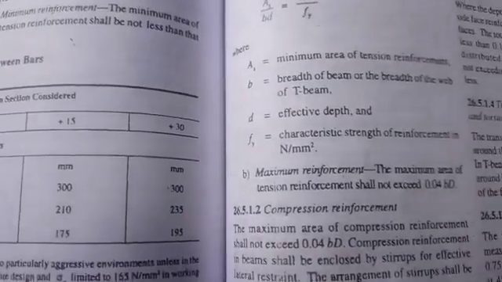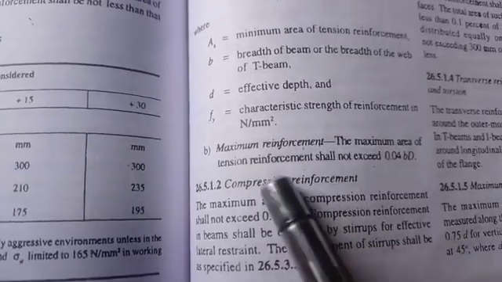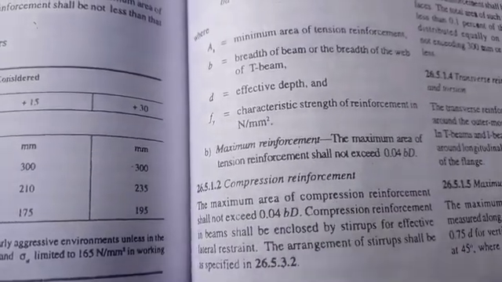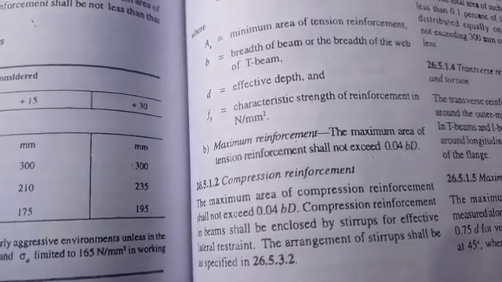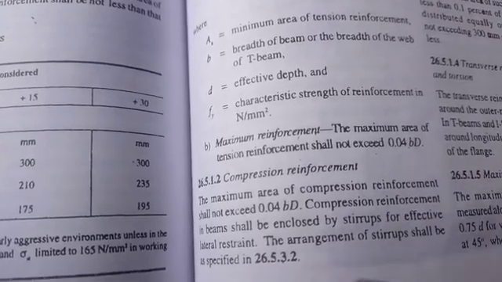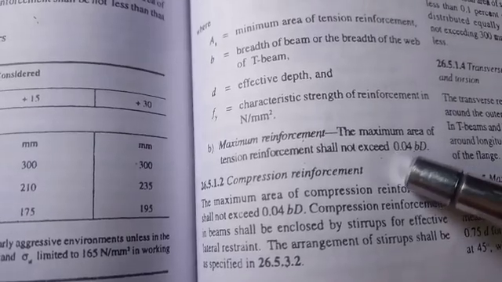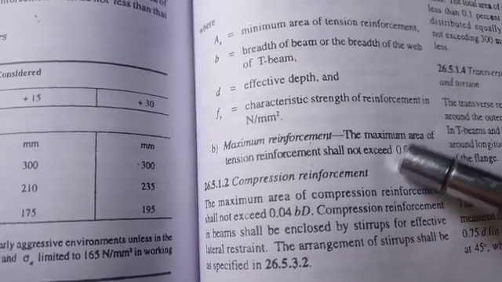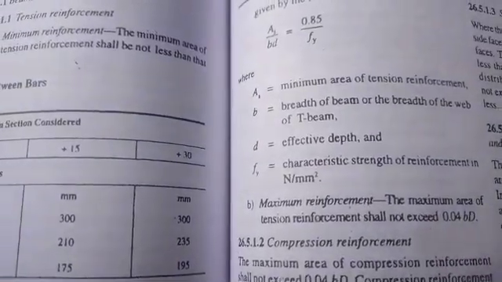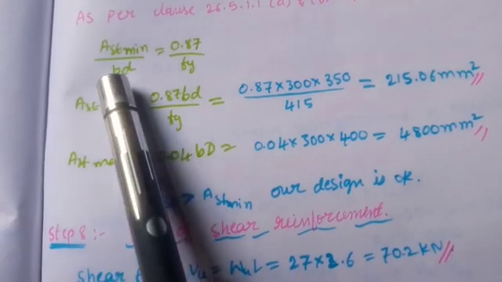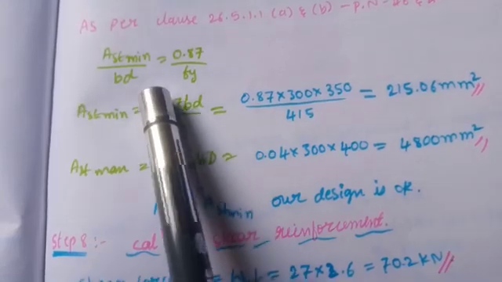So there is one more rule. For maximum reinforcement, the maximum area of tension reinforcement shall not exceed 0.04 B into D. So our area of maximum reinforcement should not be greater than the value when we calculate by using this formula. So we need to apply these two criteria. We'll see one by one. The same formula which is given on page number 46 and 47 I have written here.